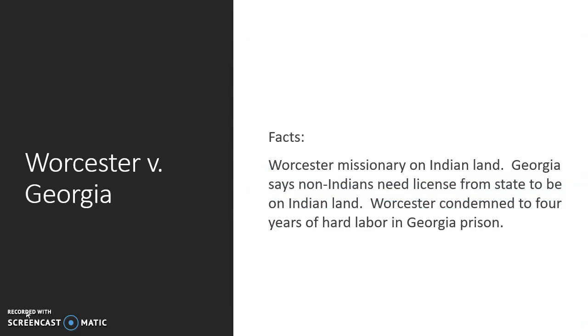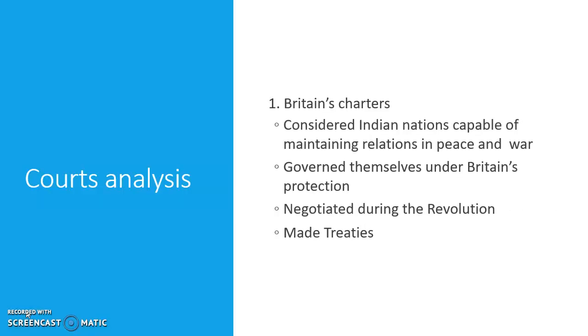The other seminal case during this time is Worcester versus Georgia. So Worcester was a missionary in Indian land. Georgia says that non-Indians, namely here a missionary, need a license from the state to be on Indian land. Worcester was not on Indian land with a license, and therefore he was condemned to 4 years of hard labor in a Georgia prison. So what comes up is the Cherokee saying that that's not the case. He was on Cherokee land, and the Cherokee should have the ability to make their own laws about what happens on their land.